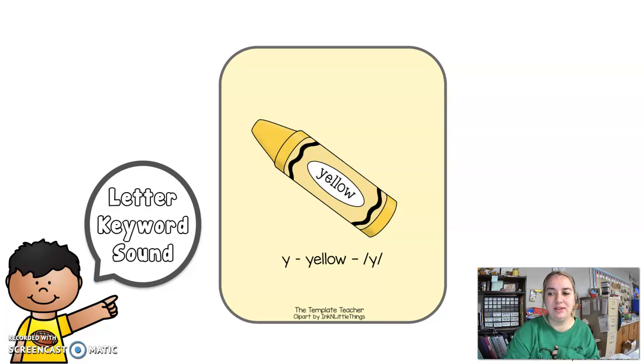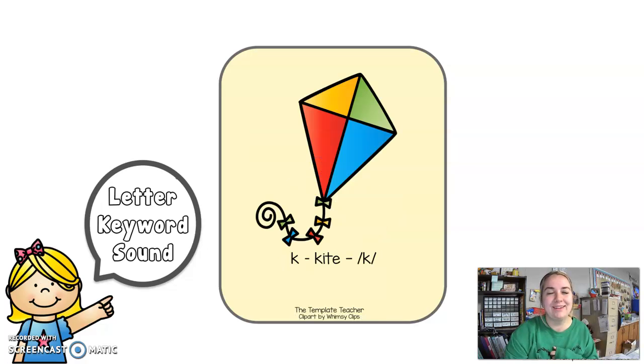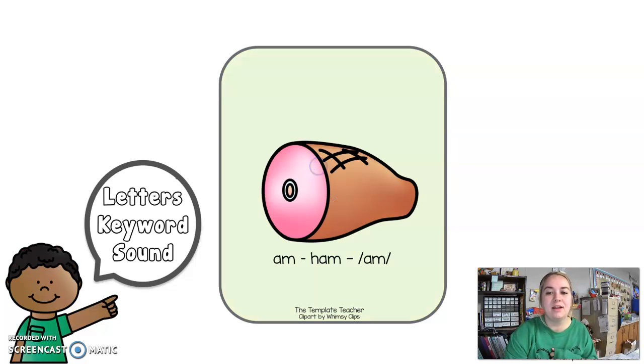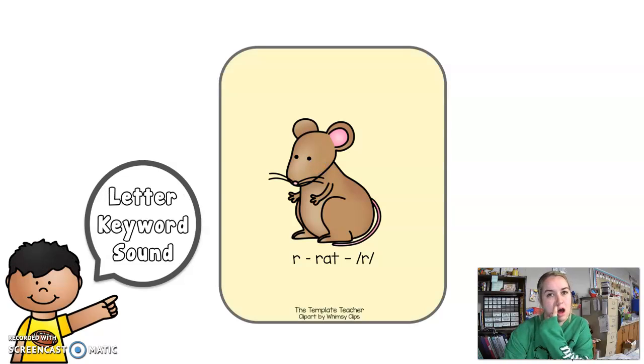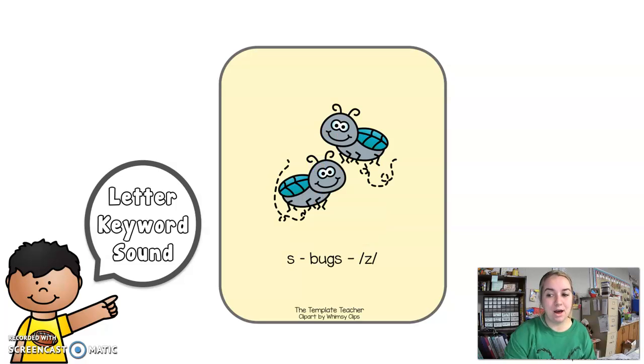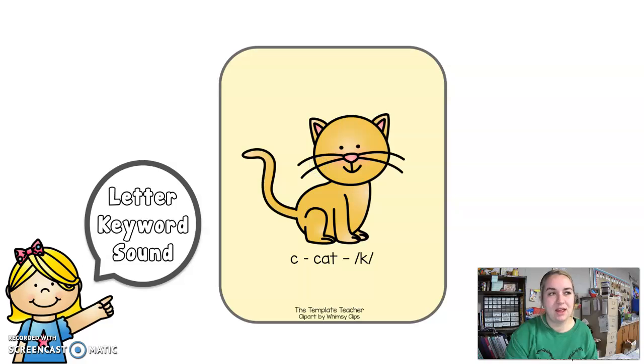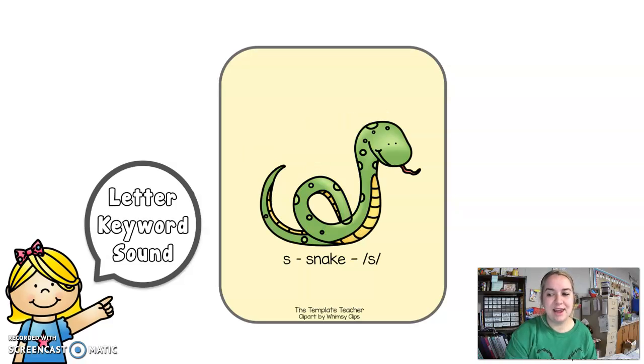Y, yellow, y. K, kite, k. A, m, ham, am. R, rat. S, bugs, z. If you remember, that's our new one from yesterday. That's for our suffix. So that one sounds like z. Let's do that one more time together. S, bugs, z. C, cat, k. S, snake, s.